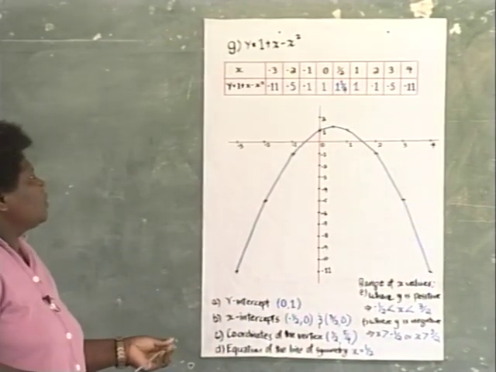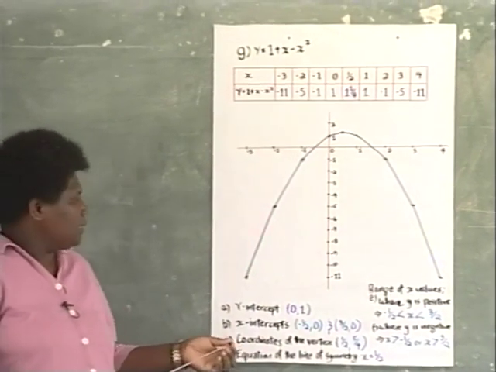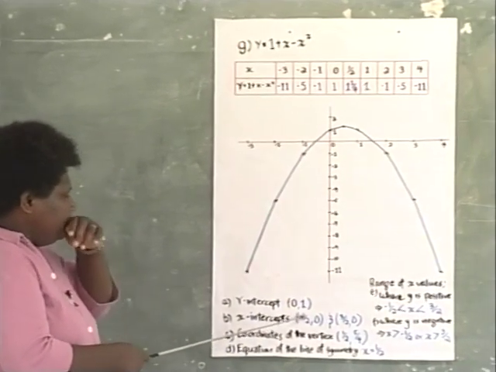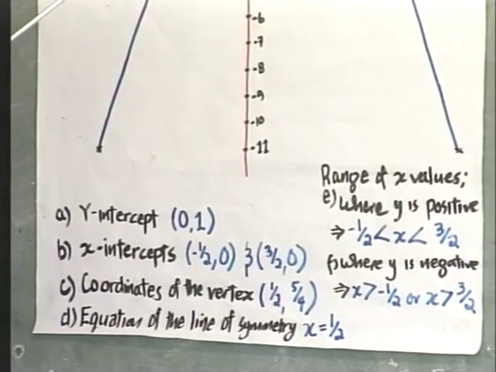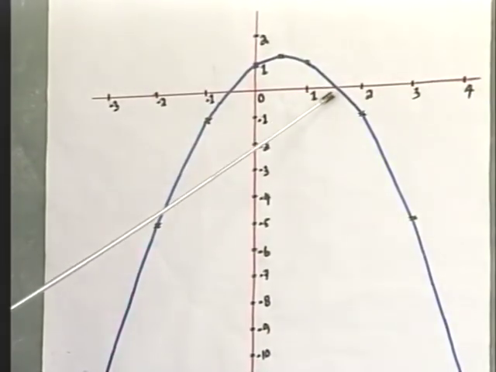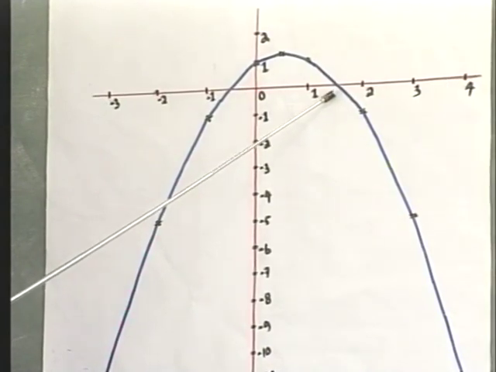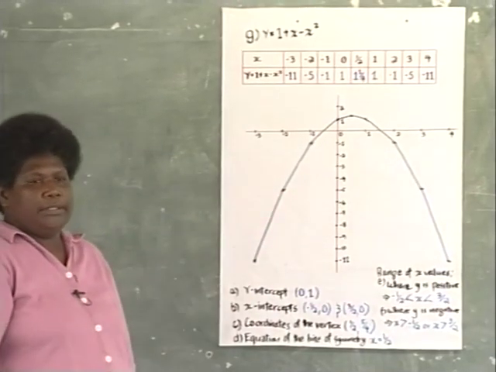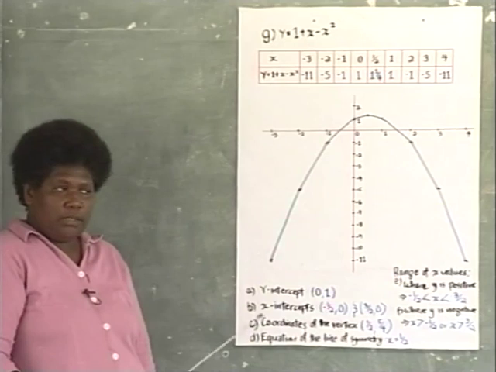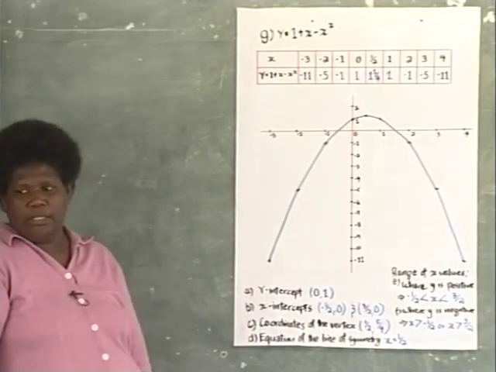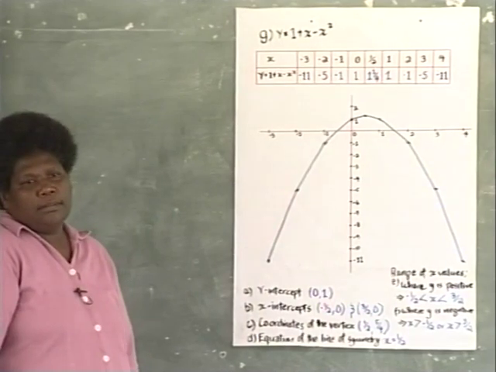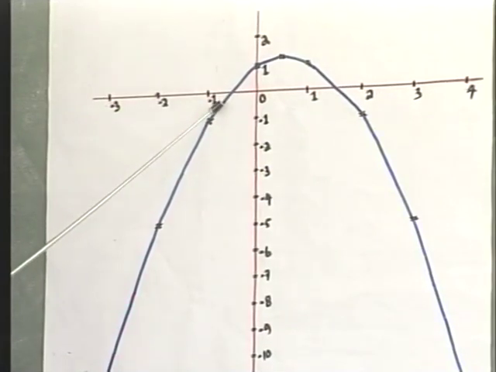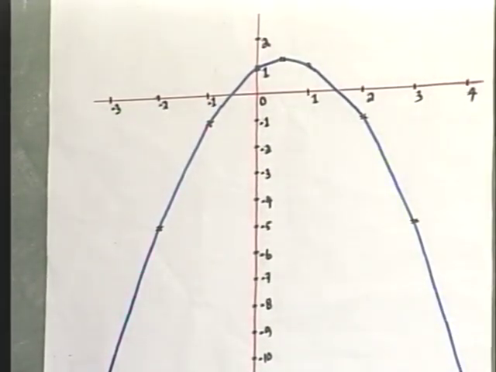Okay, for this graph, y equals 1 plus x minus x squared. If you have a look at the x-intercepts, they said it's minus a half, 0 and 1.5, 0. Okay, can you tell me a way to prove whether that's correct or not? I mentioned it after the first group came and showed us their graph. How would you actually work out, if you are not sure from the graph, what the x-intercepts are?